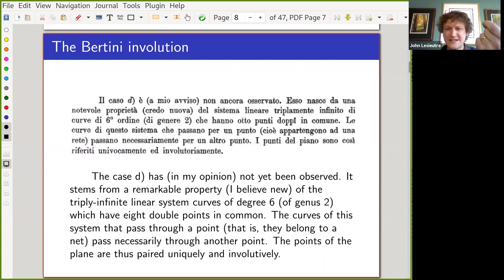If I want to know where a new point Z goes, I look at the linear system of all degree 6 curves that are double at the 8 points and that also pass through Z. There's a 2-dimensional family of those. All of those also go through some other point, I of Z. There's a second base point, and the Bertini involution is the map that exchanges those 2 points.